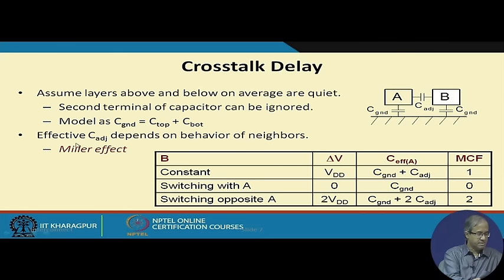Now, there is a rule or a postulate by Miller, it is called Miller effect. It says that the effective value of the capacitance between two wires depends on their behavior. So, you cannot statically say that the capacitance between two wires is this. Depending on how they are switching, there can be three situations. If they are not switching at all, no induced voltage, okay, no problem. But the problem comes whenever there is a switching.